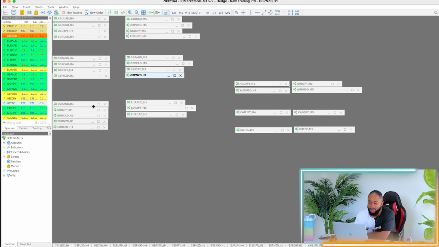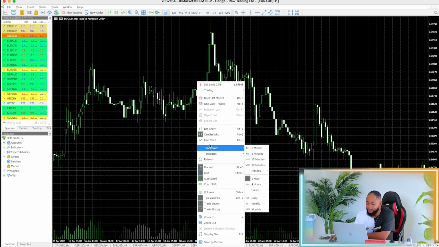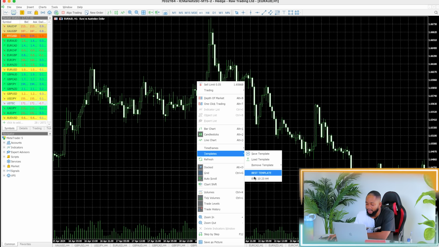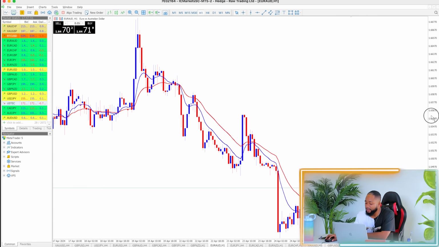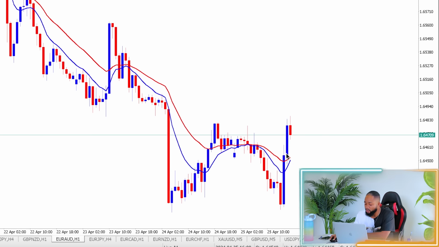Good. Then let's quickly go to Euro AUD, right? On Euro AUD, let's see. Euro AUD, we can confirm that the market is selling. You can see the two moving averages haven't crossed.